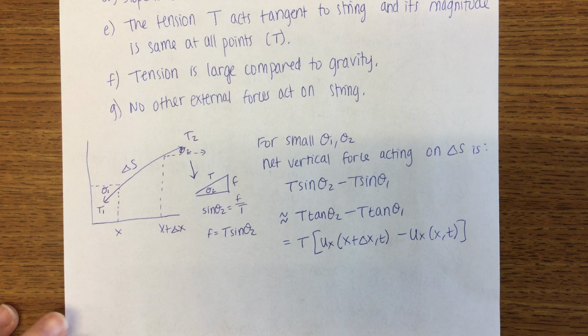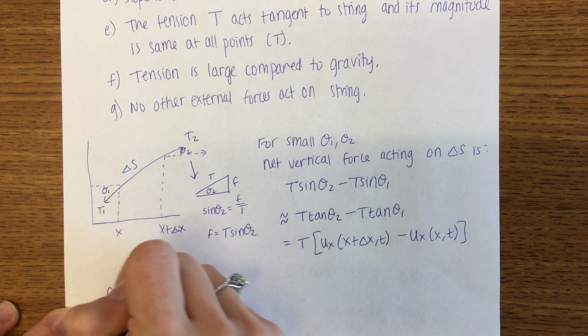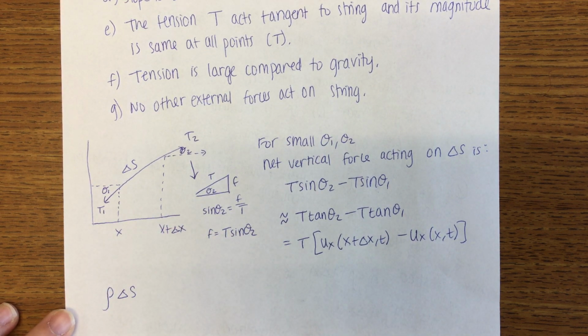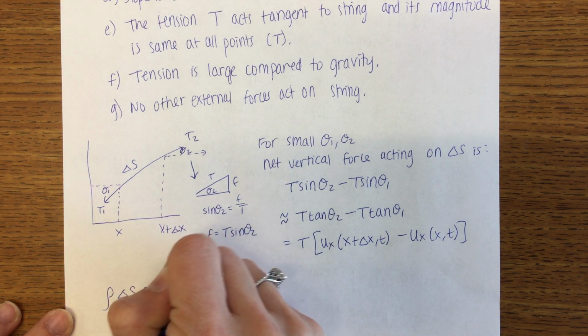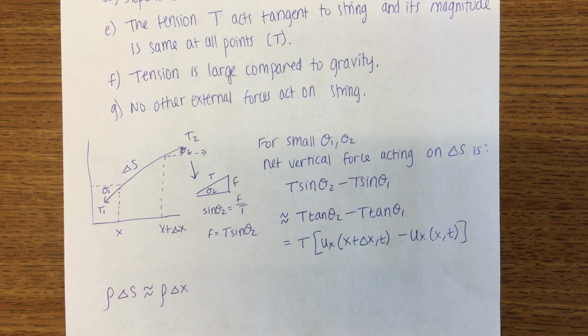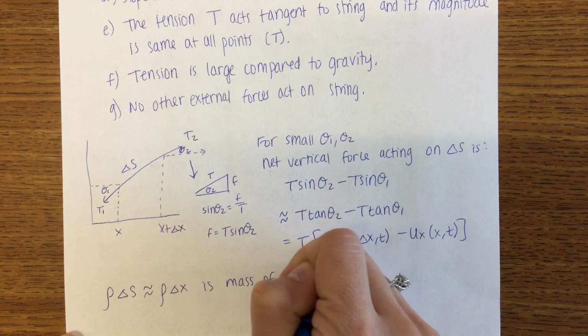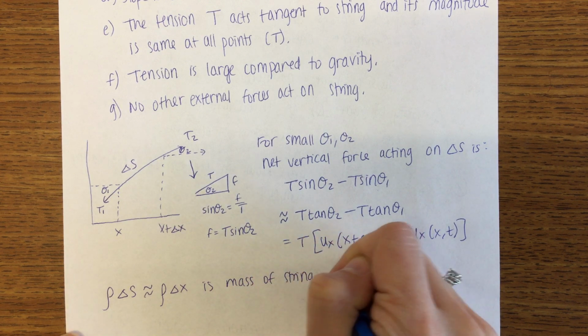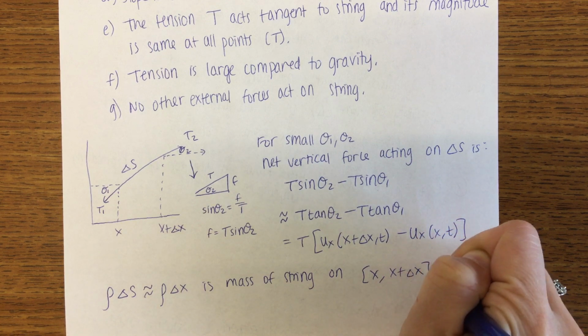Okay, next thing we need to know is the mass of the string. Mass of the string is going to be that mass constant times delta S. Now we said that the slope is small, so this is going to be approximately rho times delta x, because the string is going to be pretty close to flat. So this is the mass of the string on the interval x to x plus delta x.